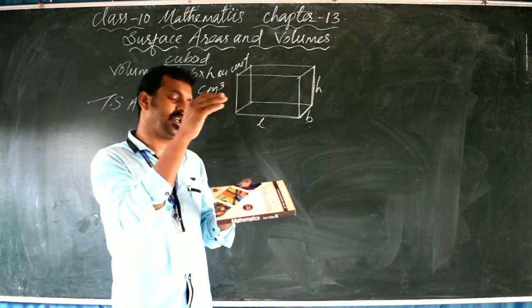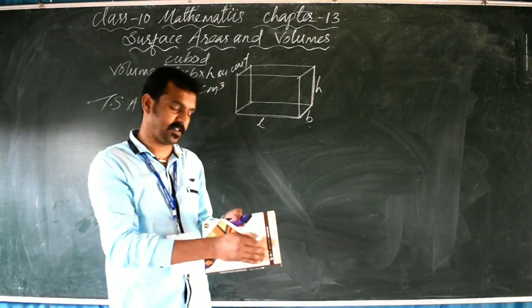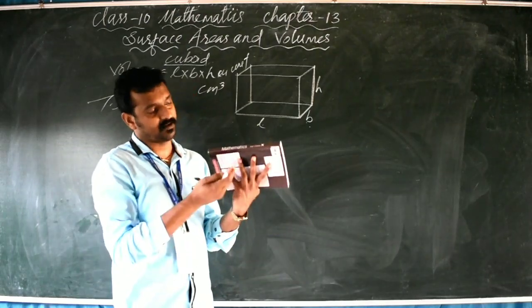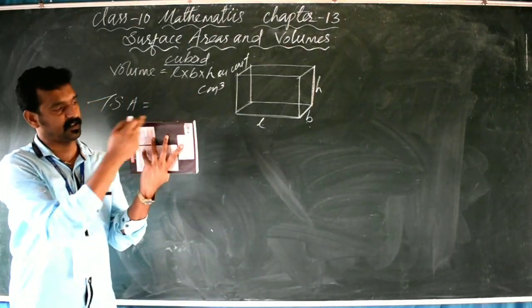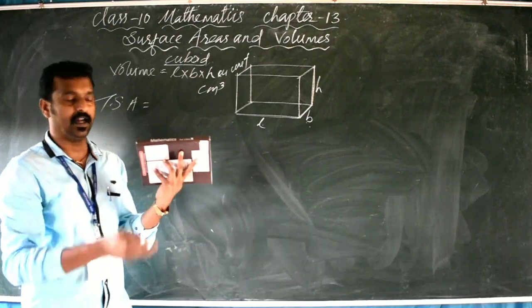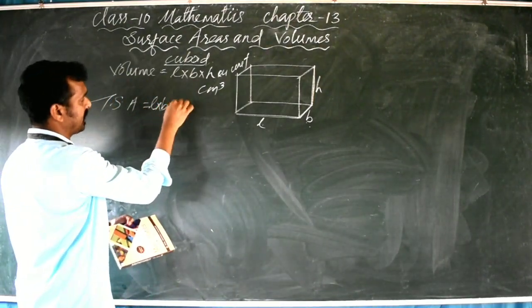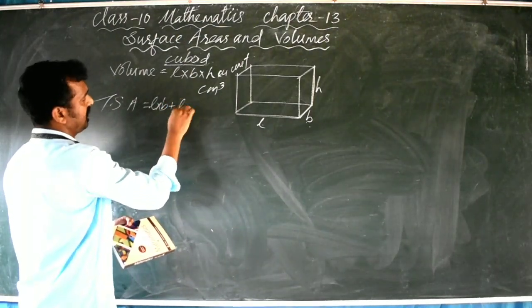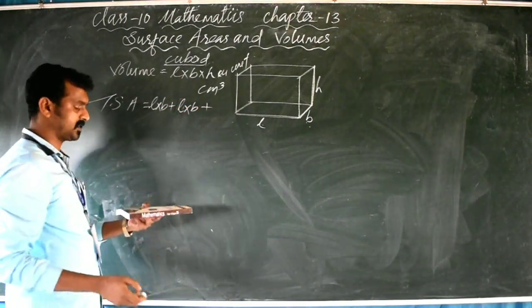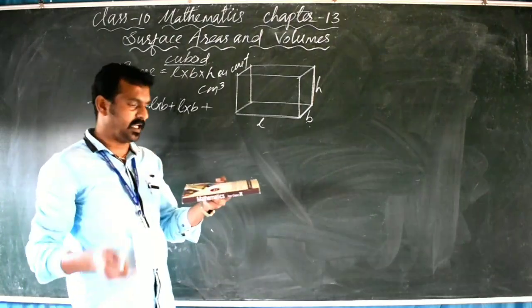First, find the area of this face. The downside we already wrote; it is in the form of a rectangle, so it will be length into breadth. Upside also it will be length into breadth. So length into breadth plus length into breadth, that is the downside and upside area I took.